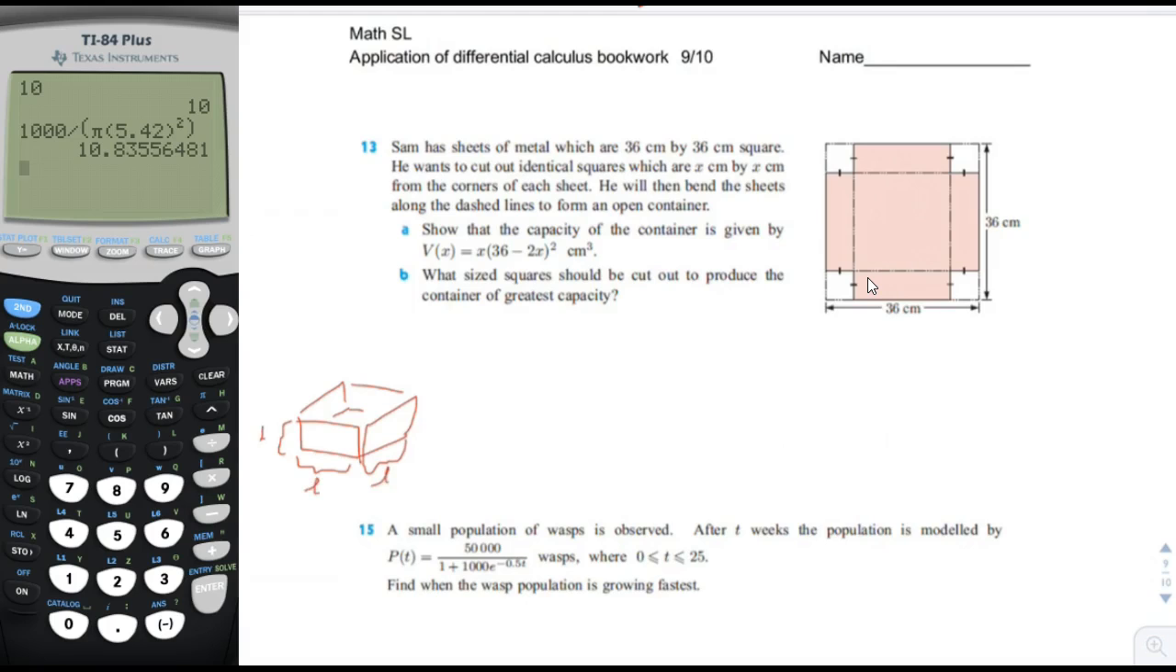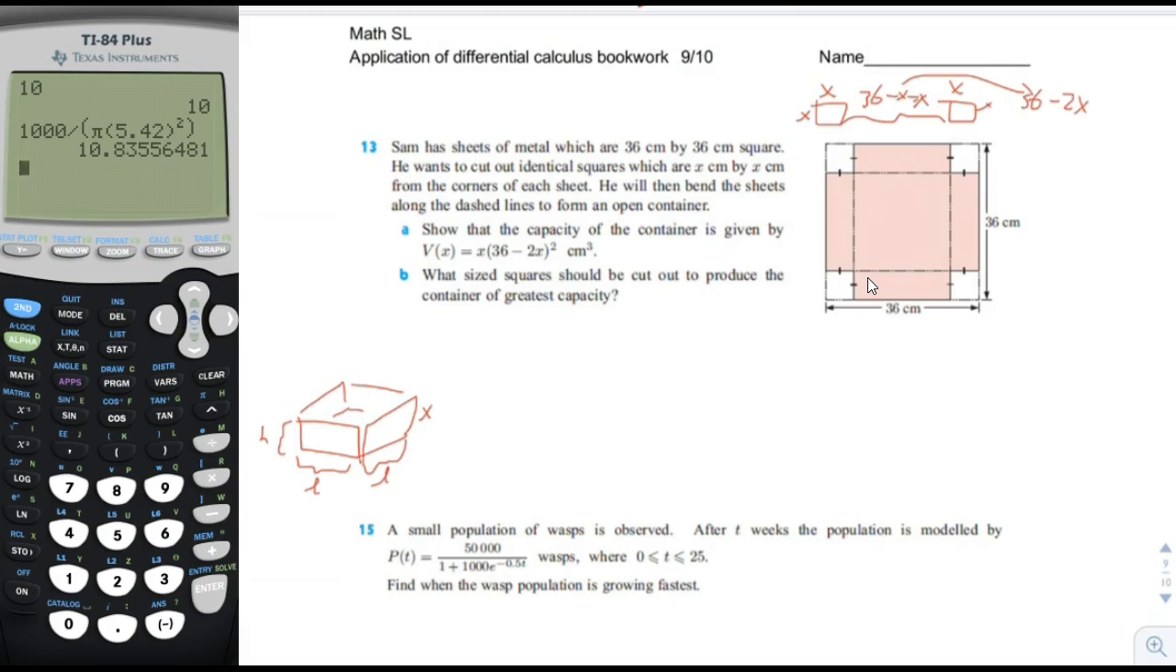And then this is the height. So the height is actually just x, right? The height is just going to be x because you're cutting out boxes. Each box is x by x, right? All right. And then what about the length? The length would be, you're cutting off an x by x box from each corner. So how long is this length here? It's going to be 36 minus x, and then minus another x, which is 36 minus 2x.